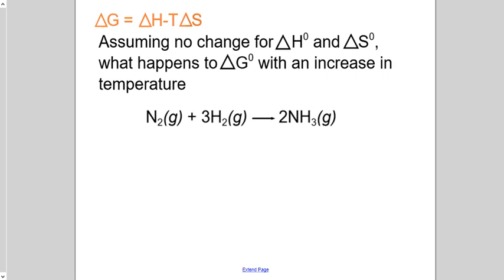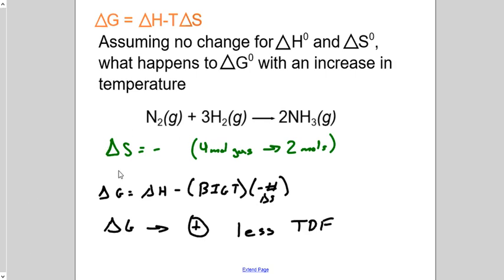Okay, so another problem. This one just wants us to predict. So we're not actually solving anything out here. So assuming no change for delta H and delta S, what happens to delta G when we increase the temperature? So if we have this system, do we predict that delta G will go up, or will be a more positive value or a more negative value if we increase the temperature? So looking at this, take a second, see if you can figure it out, maybe pause the video, and then here's how you solve this one.